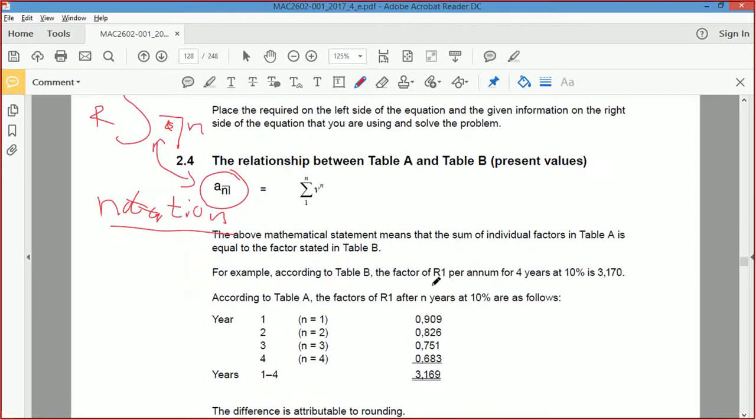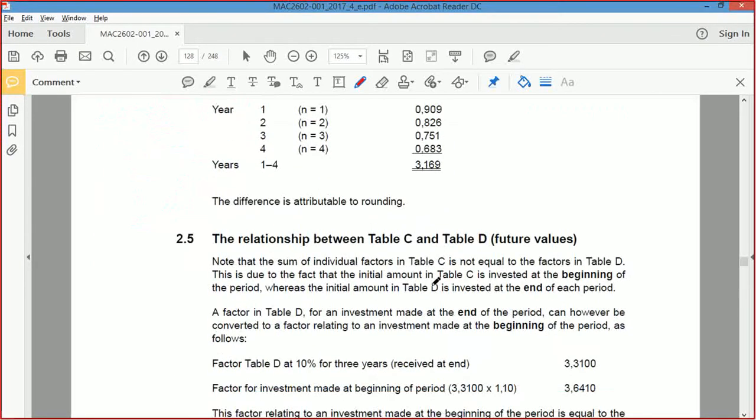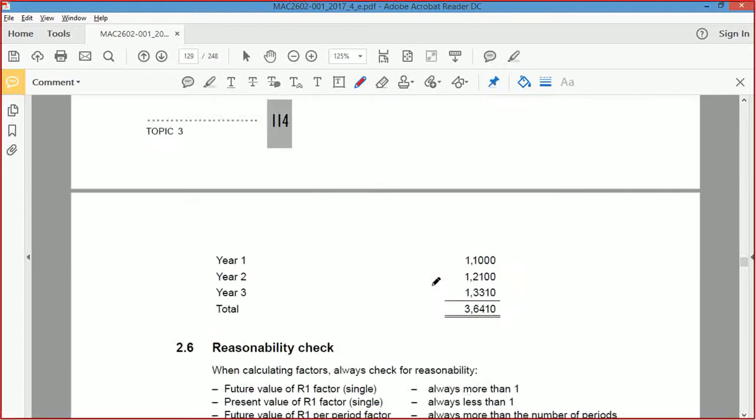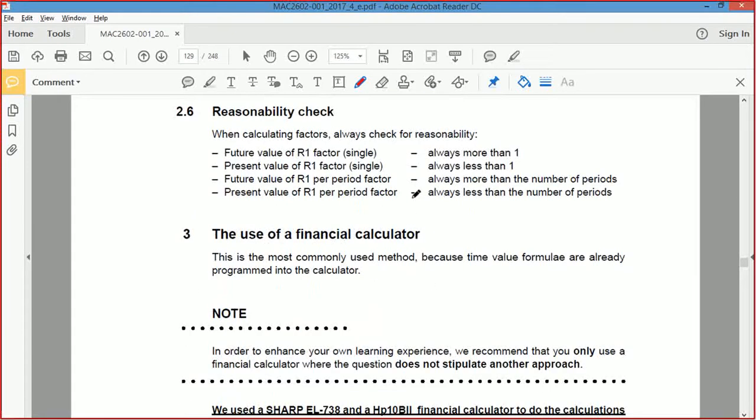Right, but as I said, don't worry about tables. They're not very accurate. The best way to do it is to use the financial calculator. See, they're even talking about a reliability, reasonability check. Okay, obviously, can you do all calculations using the tables? No, you can't. The tables are limited in terms of the number of periods and also the number of rates that you can use.